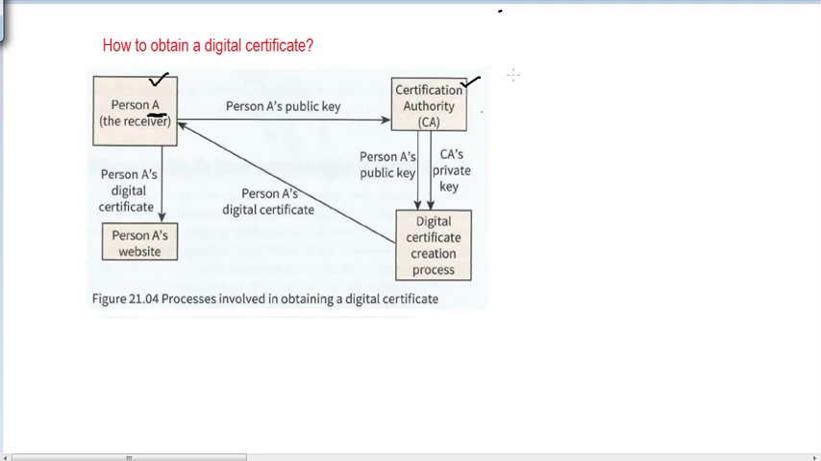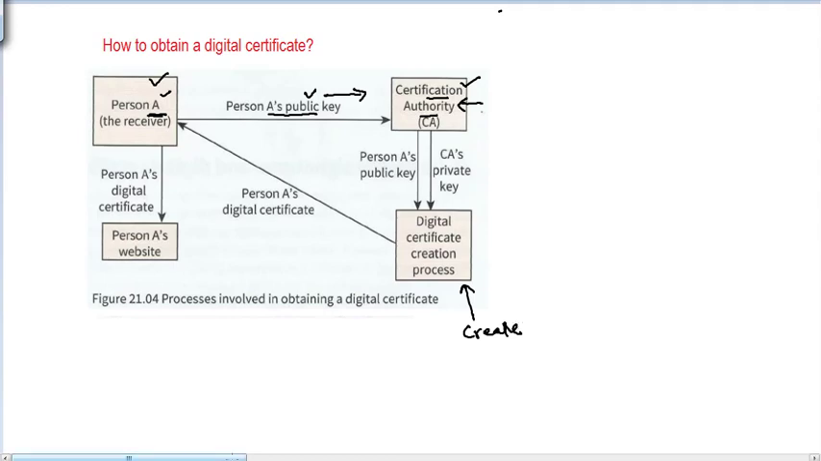Now there are a few well-known certification authorities in the world that provide the services of giving you a digital certificate. So you contact these certification authorities. These are organizations that create a digital certificate for you, and then they give it to you. Person A contacts this certification authority for a digital certificate, and person A also provides his public key to the certification authority. Now the certification authority is going to create the digital certificate.